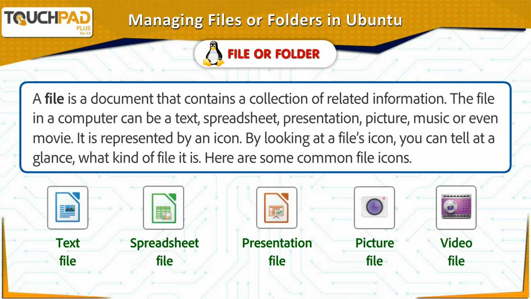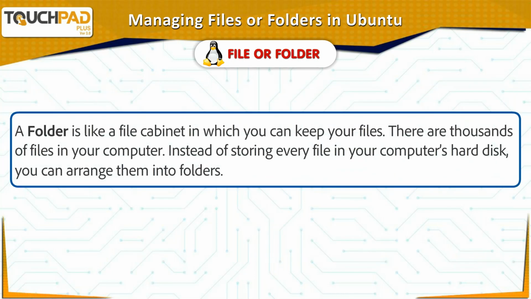It is represented by an icon. By looking at a file's icon, you can tell at a glance what kind of file it is. Here are some common file icons. A folder is like a file cabinet in which you can keep your files.